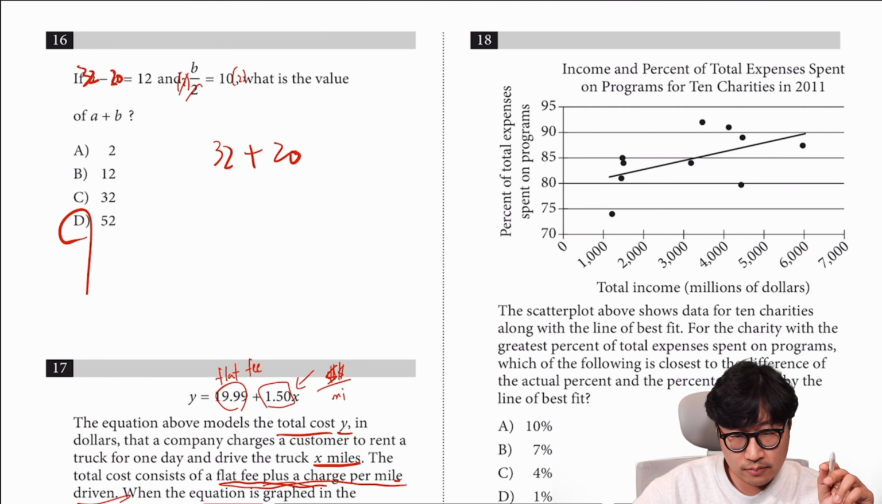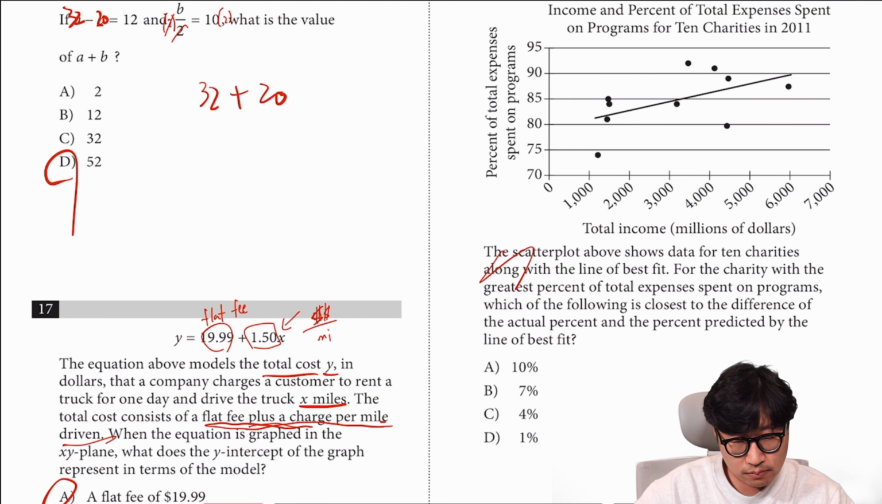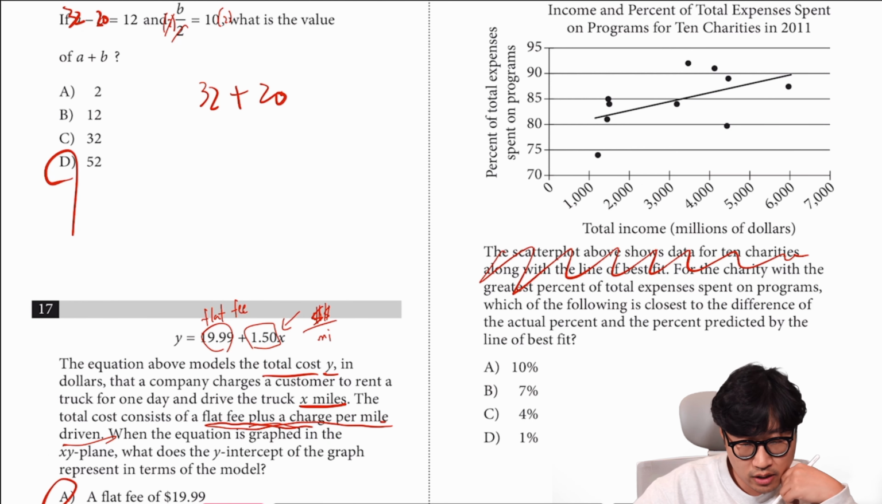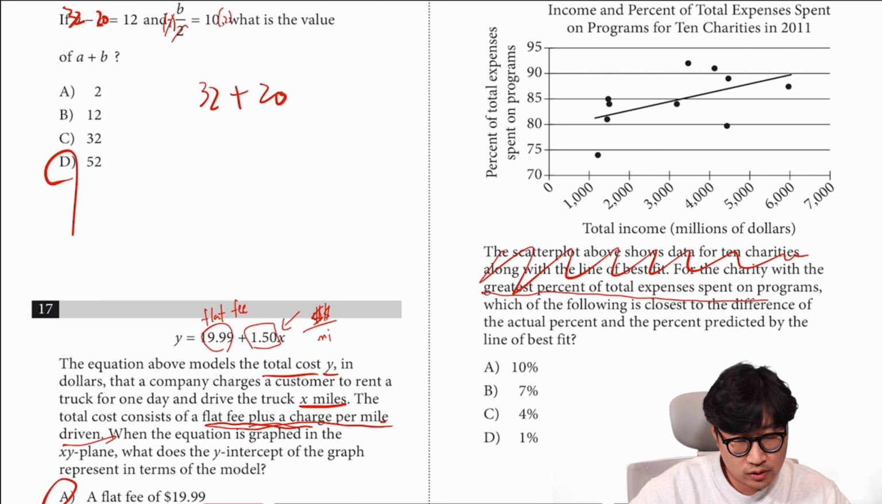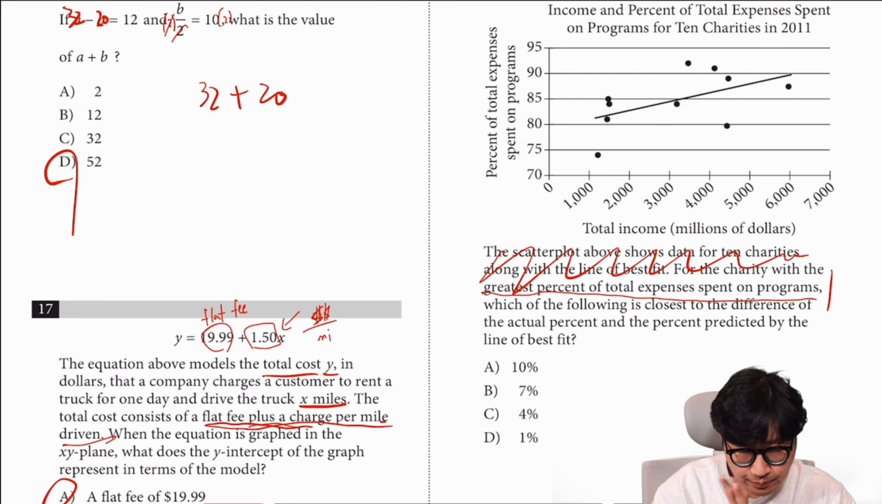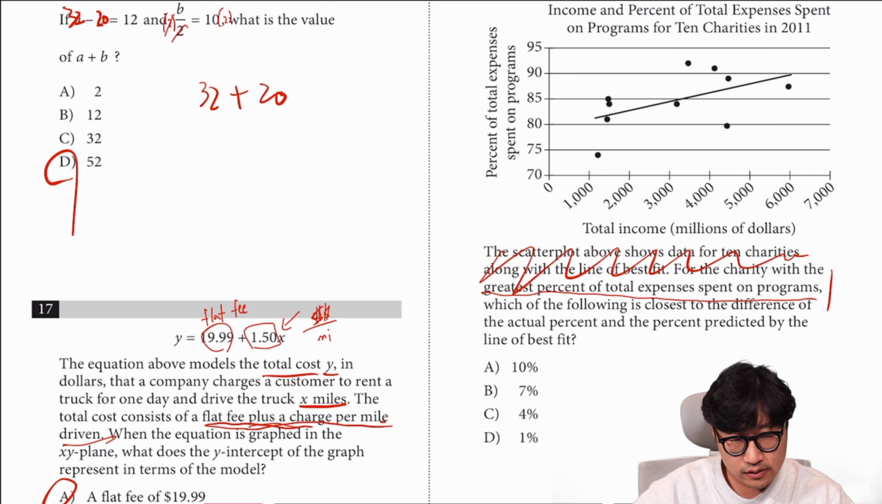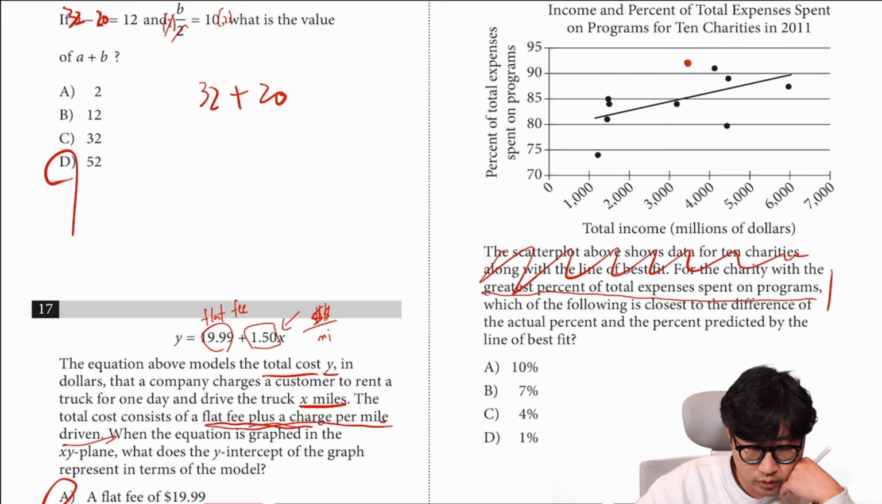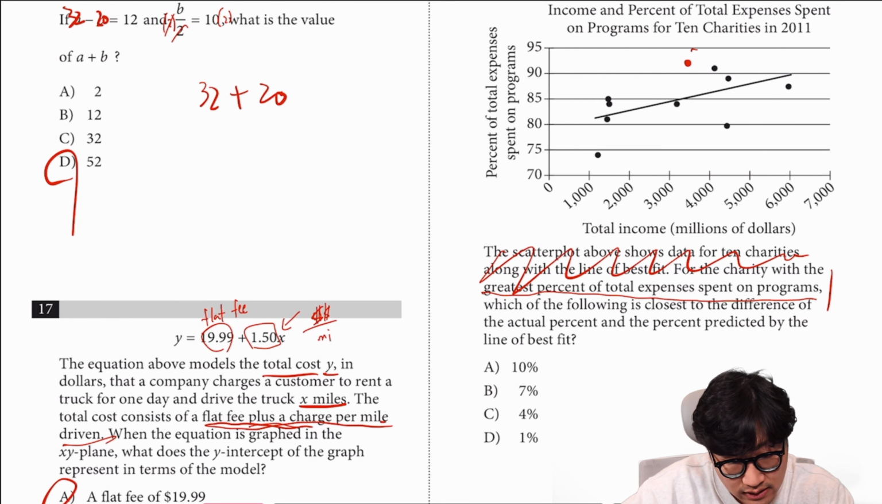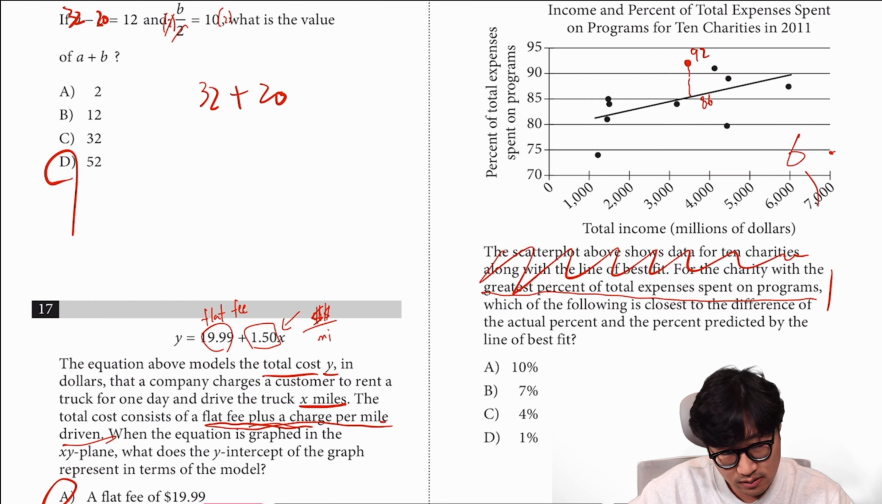All right. And then number 18, scatter plot, blah, blah. For the charity with the greatest percent of total expenses spent on programs. So we're talking about the greatest percent of total expenses. So greatest, that would be this one right here, sitting right there. What do we want? Which of the following is closer to the difference of the actual and the predicted? So that's the actual, that's like 92, let's just call it. But then the predicted right below it should be about, like, 86 or something. So between those two, the difference is about 6. And the closest one that I got is 7.